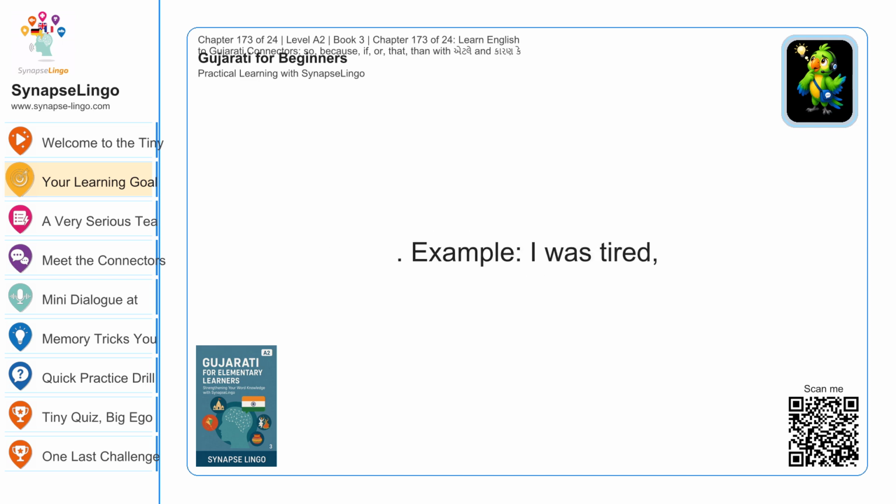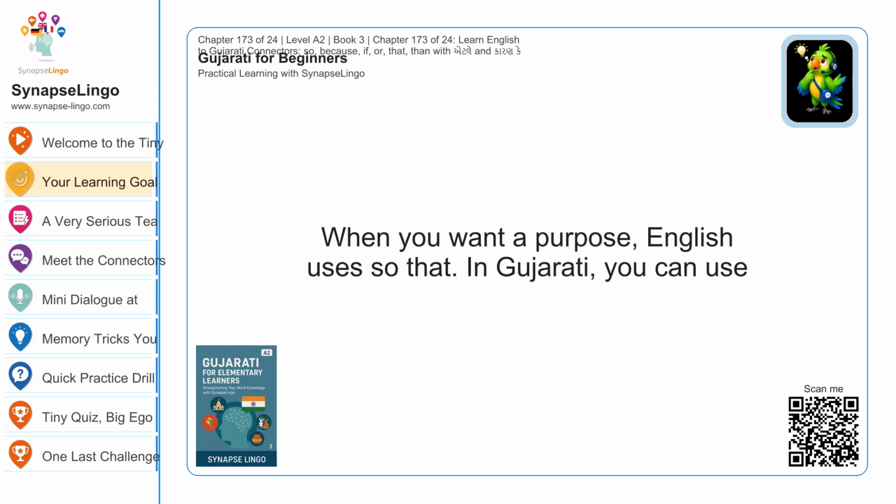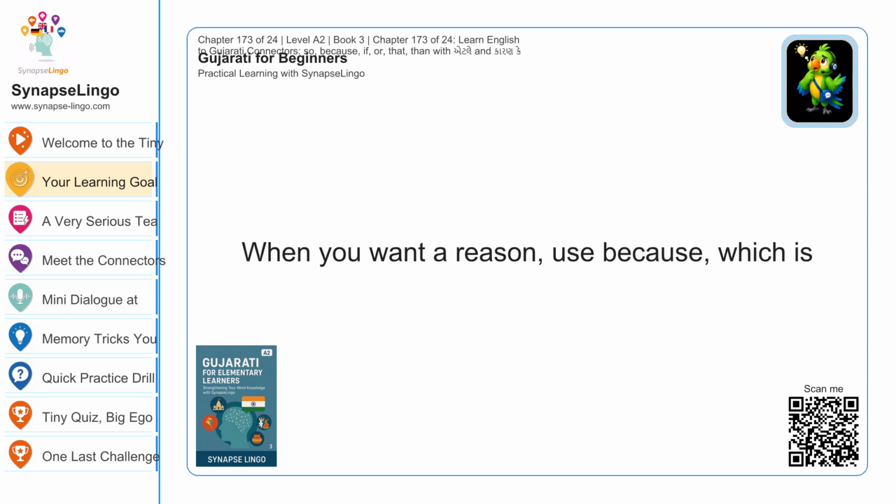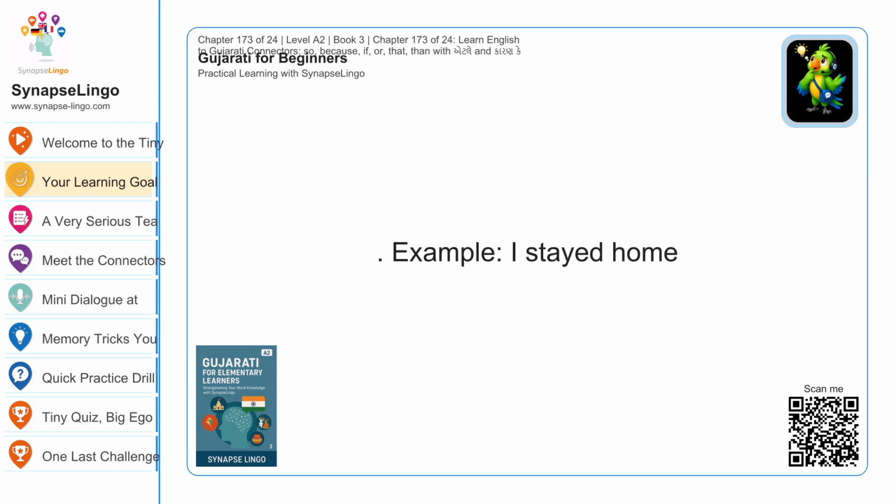એટલે. Example: I was tired, એટલે, I slept early. When you want a purpose, English uses so that. In Gujarati, you can use જેથી. Example: I wrote it down, જેથી, I would not forget. When you want a reason, use because, which is કારણ કે. Example: I stayed home, કારણ કે, it was raining.